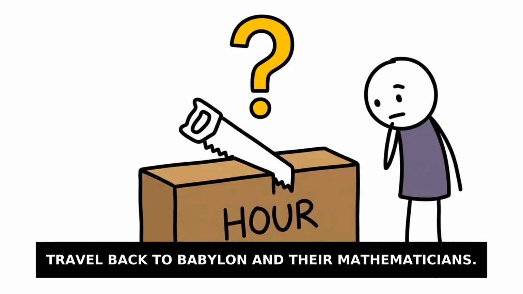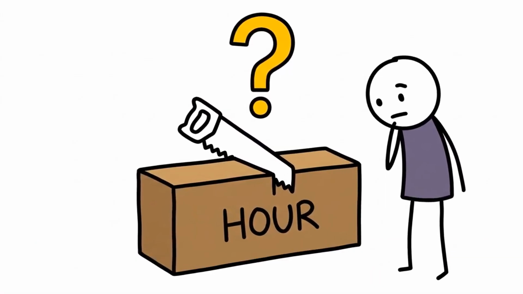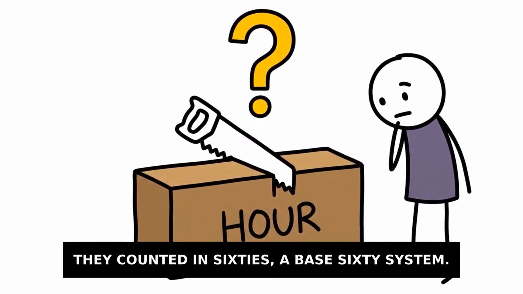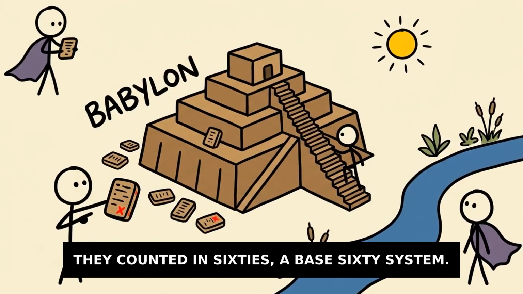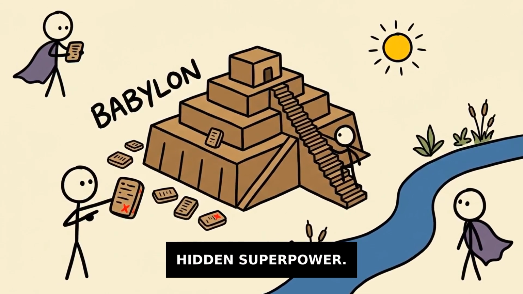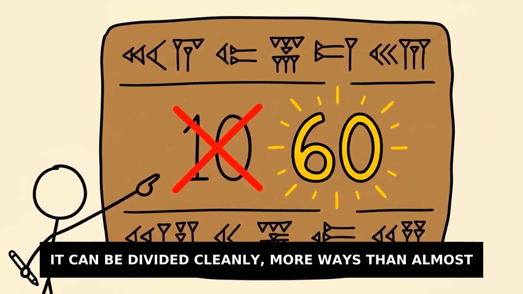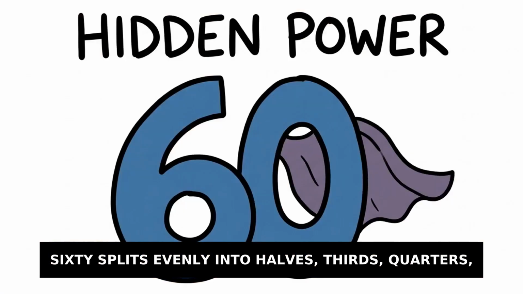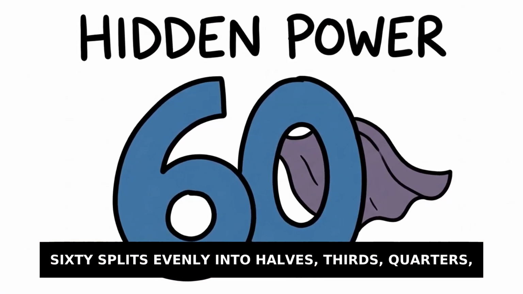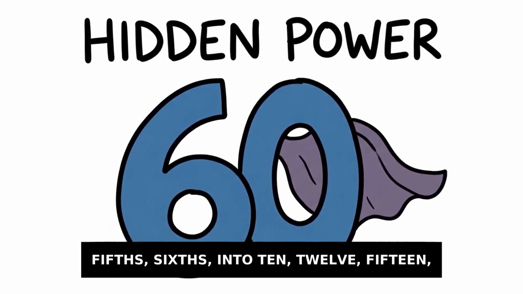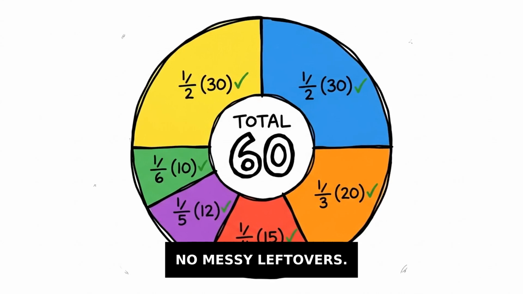Travel back to Babylon and their mathematicians. The Babylonians didn't count in tens like we do. They counted in 60s, a base 60 system. To us, that sounds bizarre, but 60 has a hidden superpower. It can be divided cleanly, more ways than almost any small number. 60 splits evenly into halves, thirds, quarters, fifths, sixths, into 10, 12, 15, 20, 30, no messy leftovers.